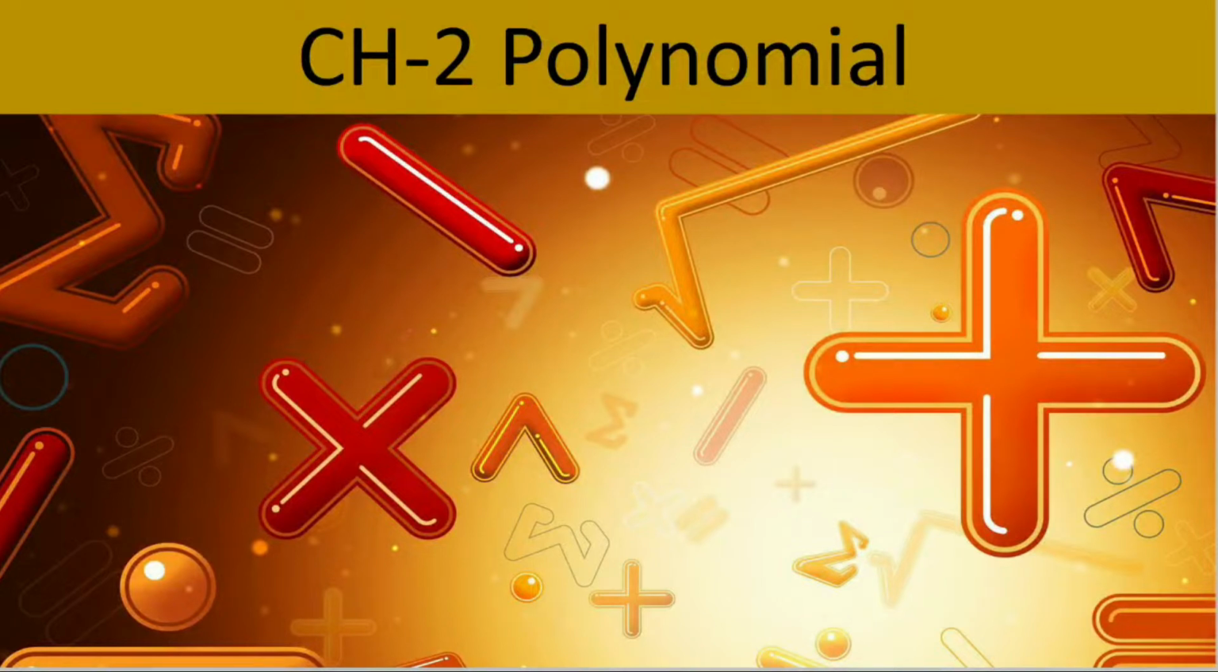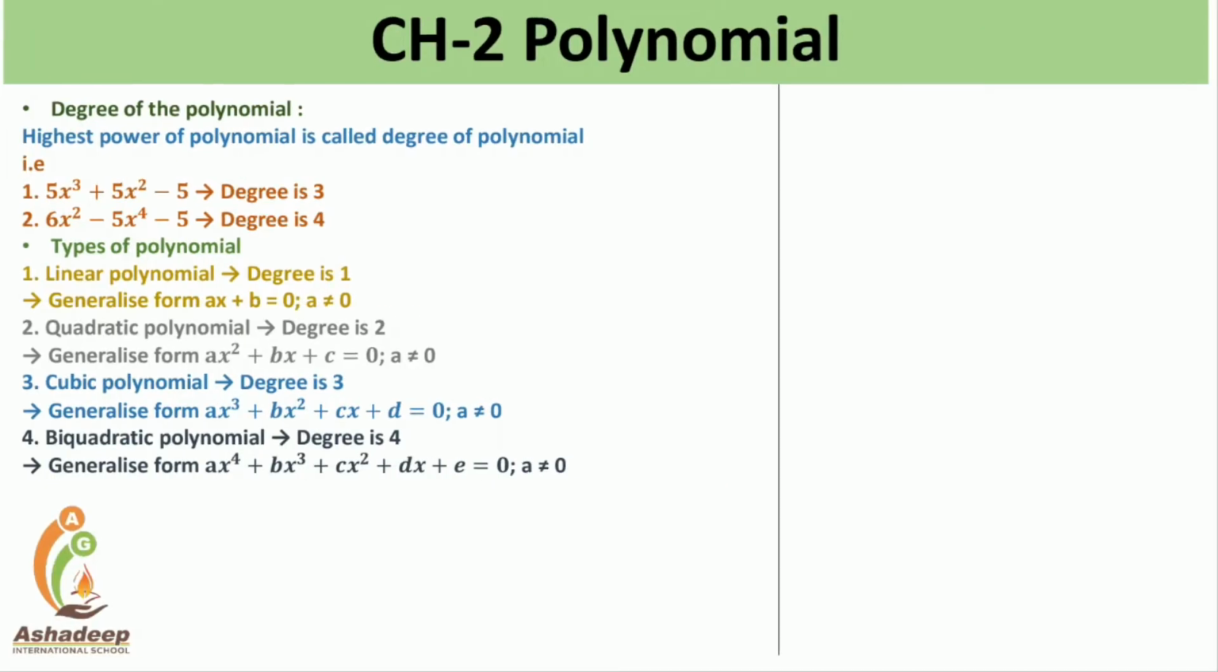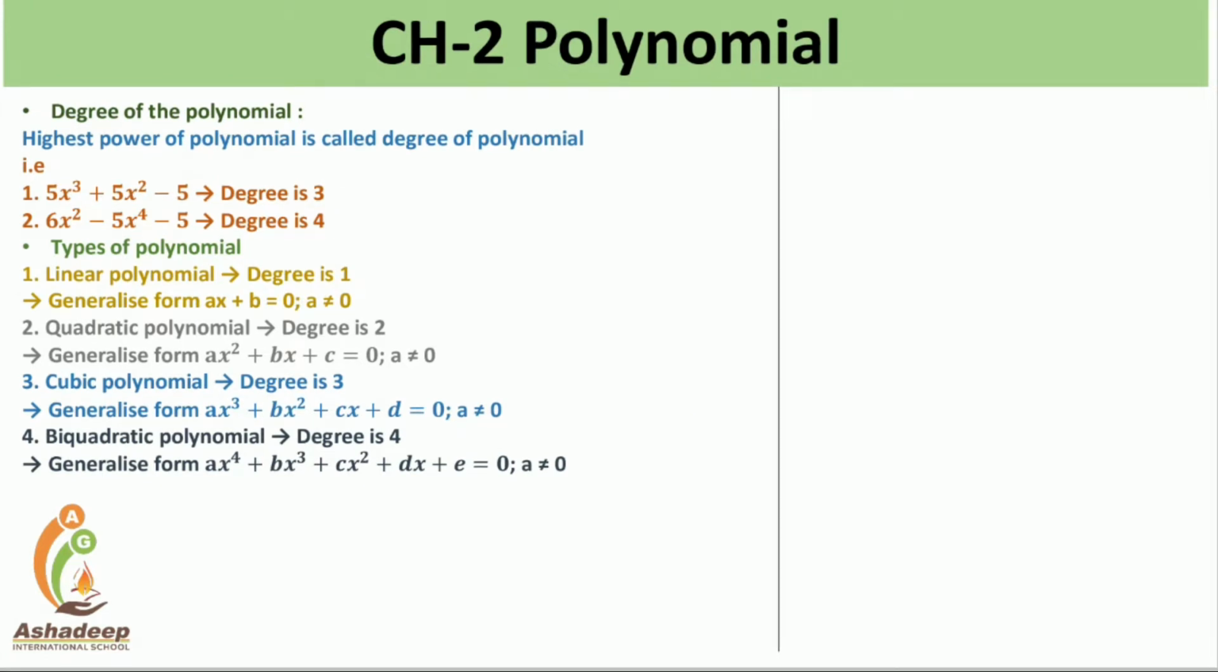Let's start with the basics. Let us start with the degree of polynomial. So, what is the degree of polynomial? It is nothing but the highest power of the polynomial. The highest power of the polynomial is called the degree of the polynomial. For example, what is the highest power?